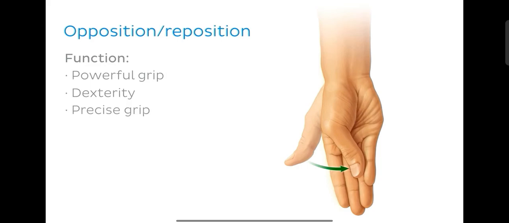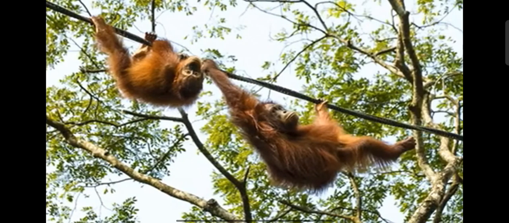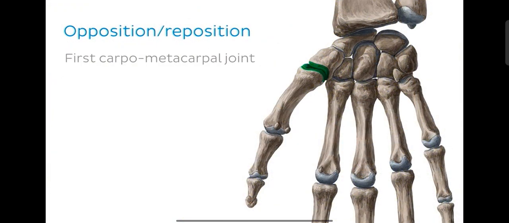Adduction, abduction, and flexion of the fingers bring the fingers towards the thumb to create a grip. Throughout evolution, this has allowed us to grab onto trees, grab onto spears, and craft tools with delicate but firm precision. The first carpometacarpal joint highlighted on this diagram makes this movement possible.